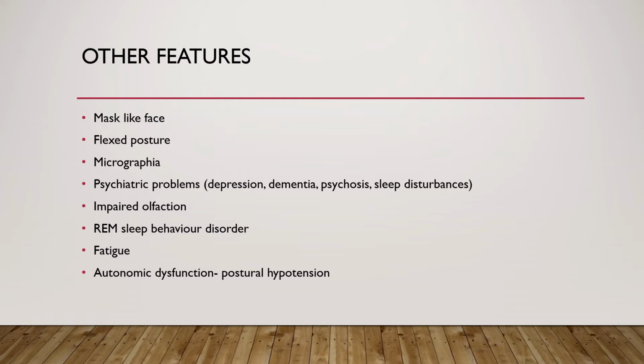Some other features you might find: Parkinsonian patients usually have very expressionless, mask-like faces. They have this flexed, hunched over posture. Interestingly, they have very small handwriting, micrographia. Again, they have a lot of problems with fine movement. They also experience a lot of psychiatric symptoms as well. They suffer from depression. Parkinson's is heavily associated with dementia. About 90% of the patients that you see on the wards with Parkinson's will also be suffering from dementia as well.